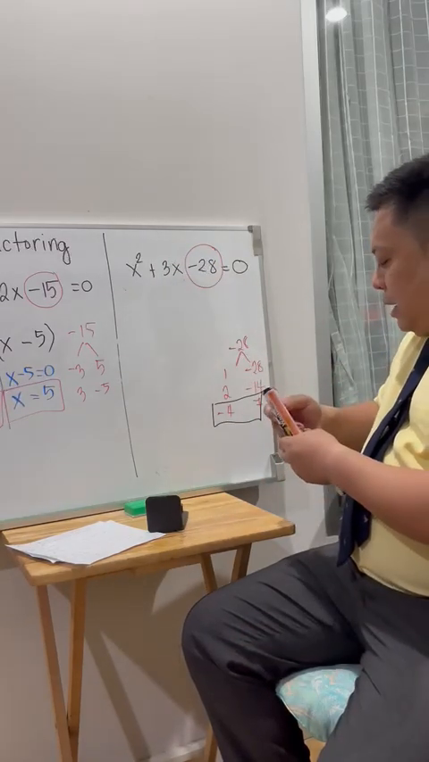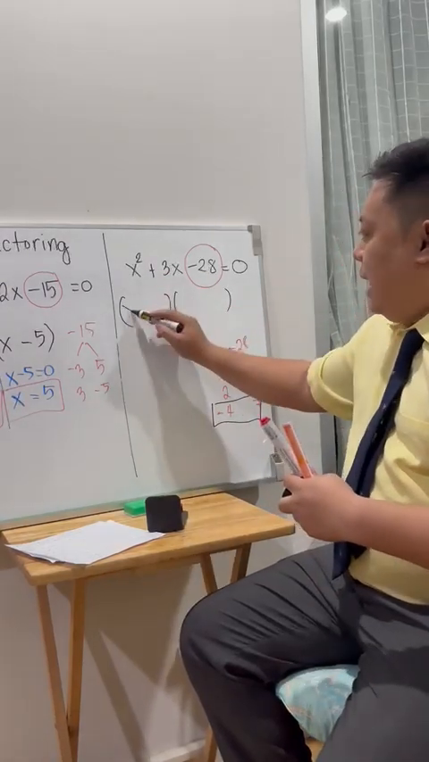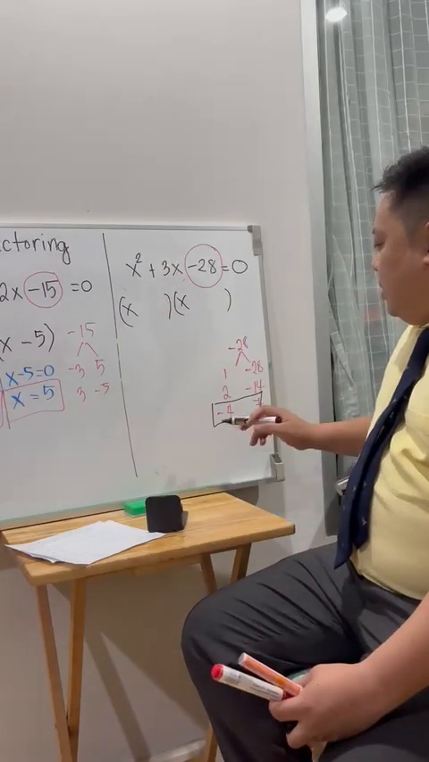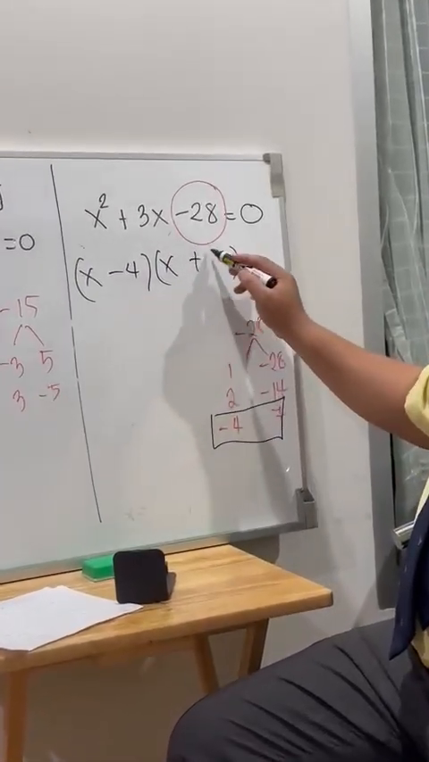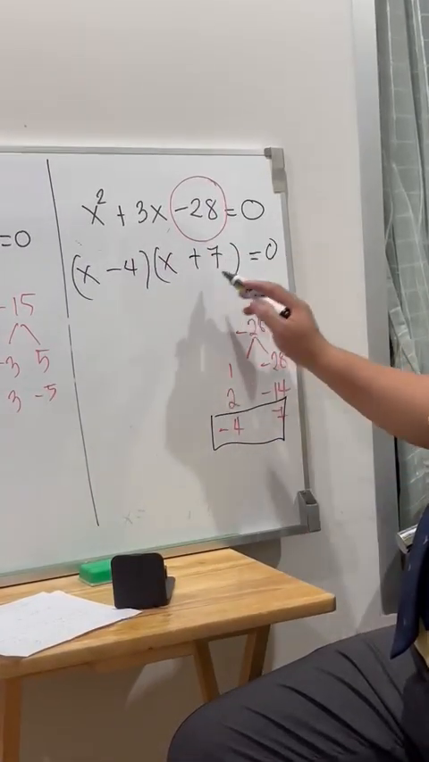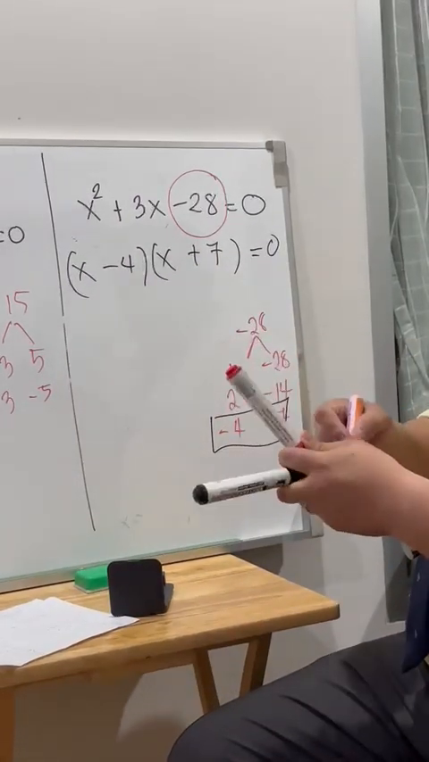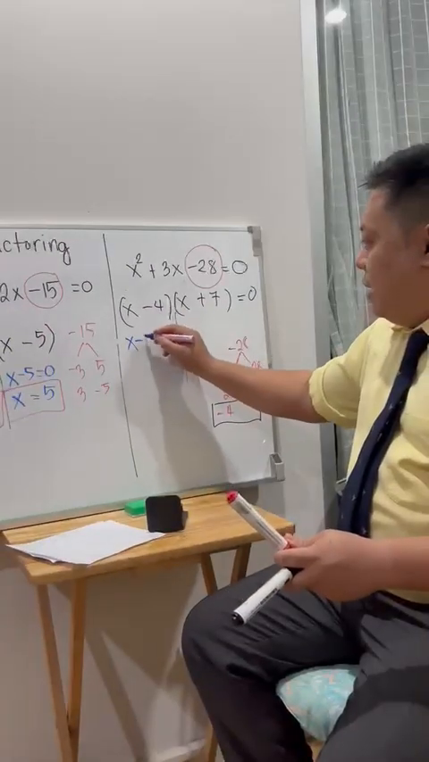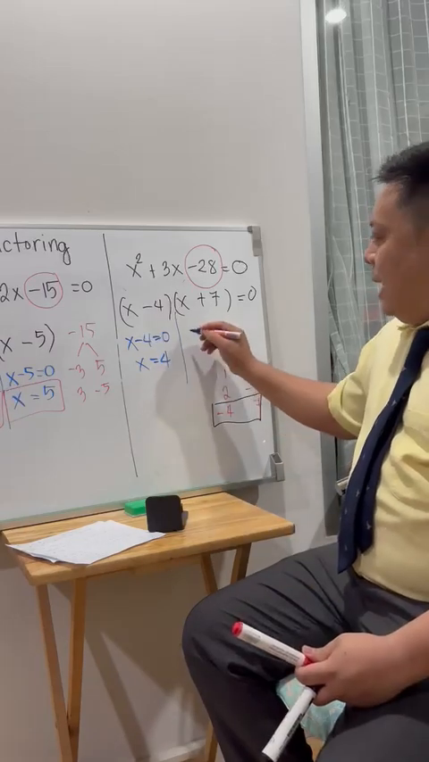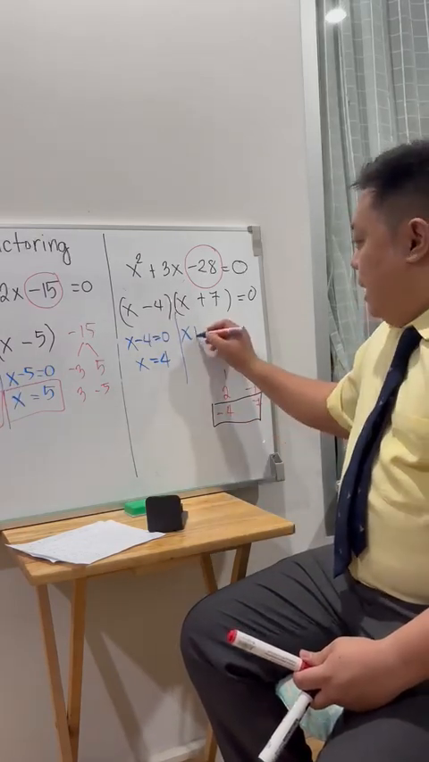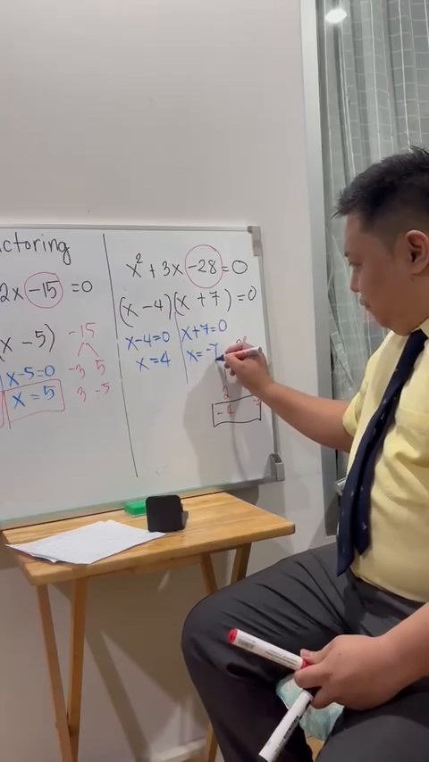So thus we can factor out x squared, this x times x. Since we have negative 4 on one side and positive 7 on the other side, we have these factors. We equate each to 0. X minus 4 is equal to 0. Our first x value will be positive 4, and our second x value, from x plus 7 equal to 0, will be negative 7.